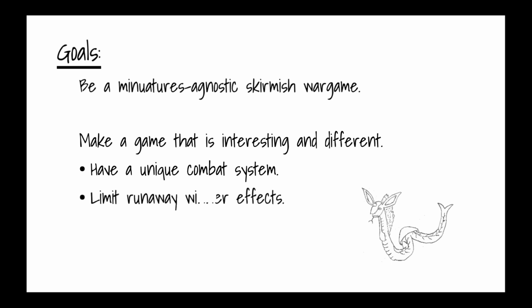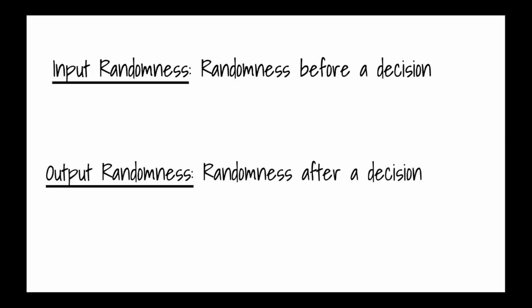I also wanted to limit the runaway winner effects that can happen in wargames, and I wanted to lean into input randomness whenever possible. So what do I mean by input randomness? Well, randomness can be broken into input and output randomness. Input randomness is where the randomness happens before you make your decision, and usually it limits your options for the turn.